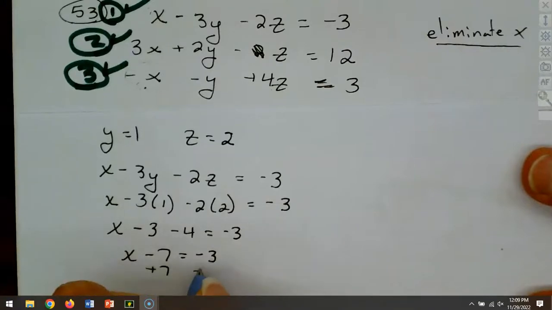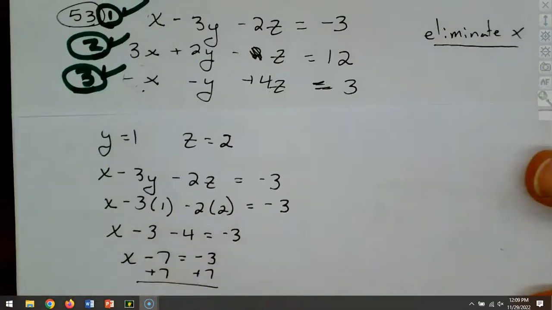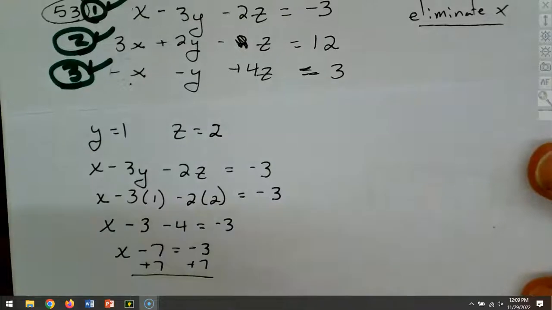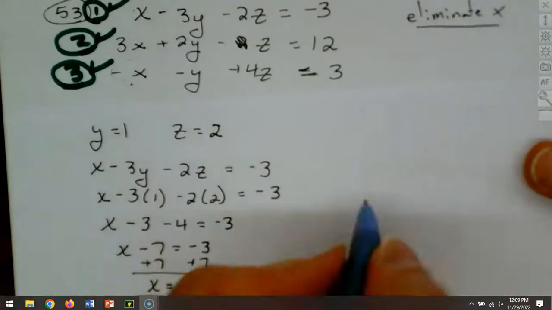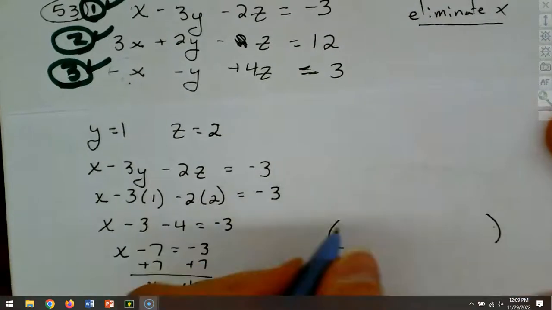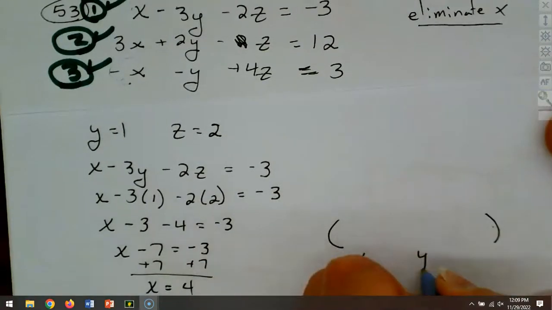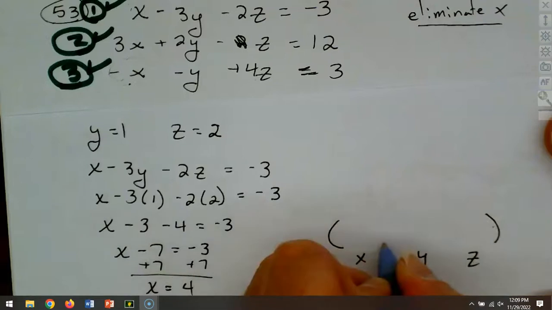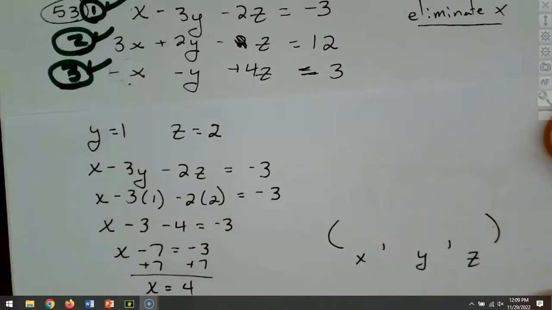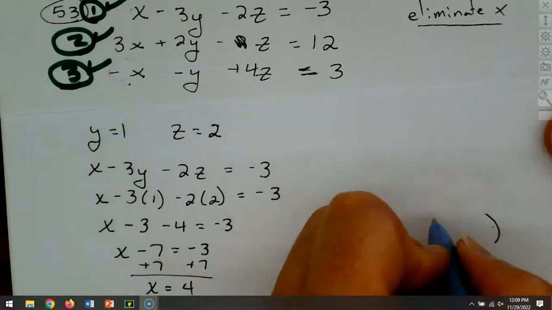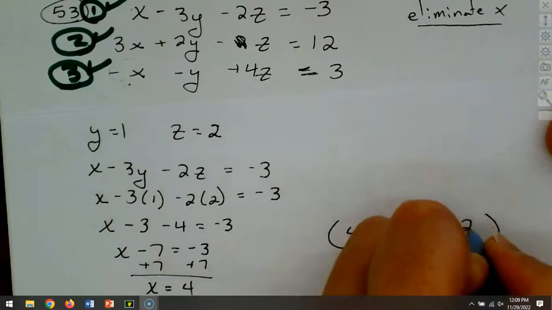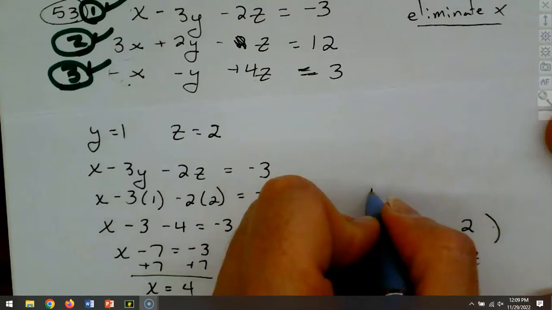Add your 7, and now we've got it, because now we know x equals now what? 4. We write our answer as an ordered triplet. X, y, and z. So as an ordered triplet, we've got 4, 1, and 2. And that's it. That's your answer.